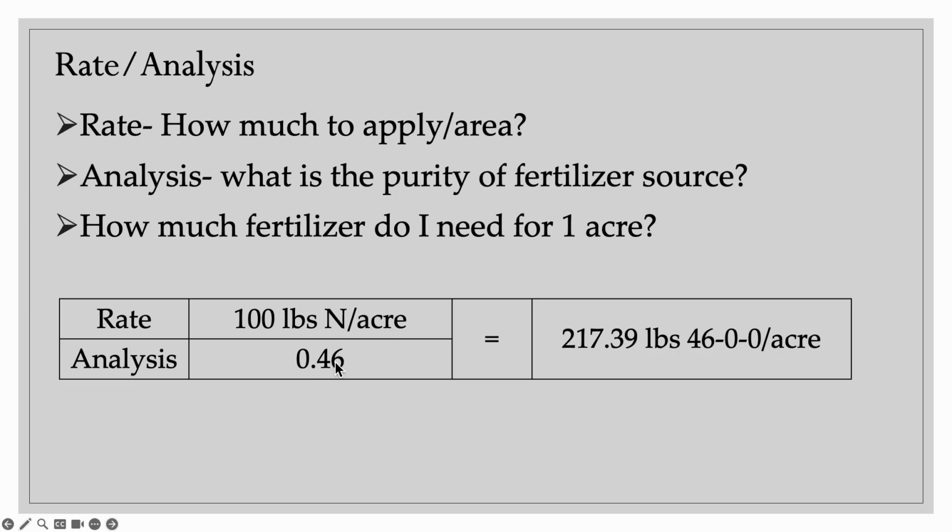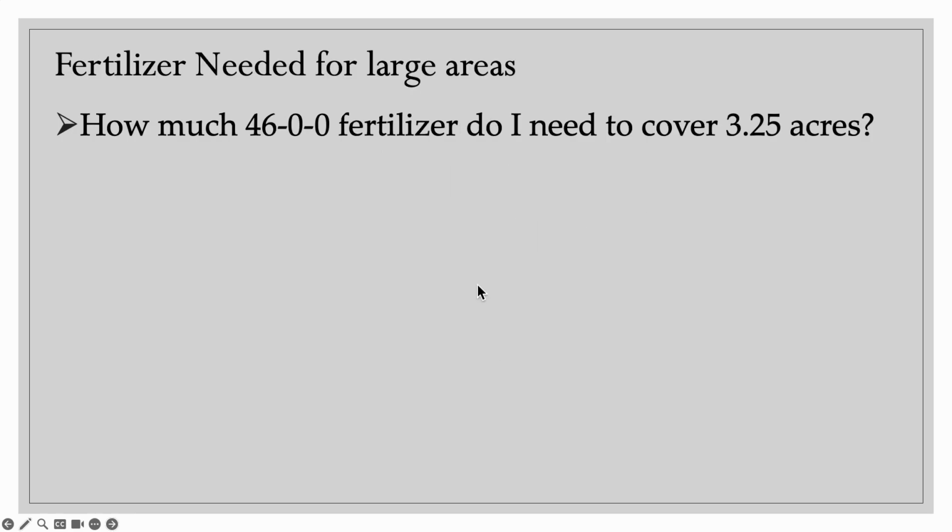If you think about it, this makes sense because we would need a little more than twice as much fertilizer to apply this 100 pounds of N. Notice that this is almost half, which would mean we would need twice as much fertilizer to meet this recommendation. All right, so once we know that we need about 217.4 pounds of 46-0-0 per acre, now, how much fertilizer do we need to cover 3.25 acres?